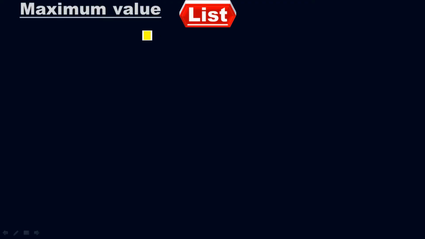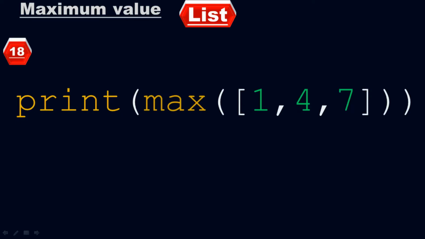Now we are going to solve an example where we will check how to get the maximum value of the list. Example number 18. If I have print of max of 1, 4, 7, run it, it returns 7, which is the maximum value of the list. It is exactly the same thing, just put max instead of min. Max means maximum. Use the maximum function, maximum of 1, 4, 7. What is the maximum value?